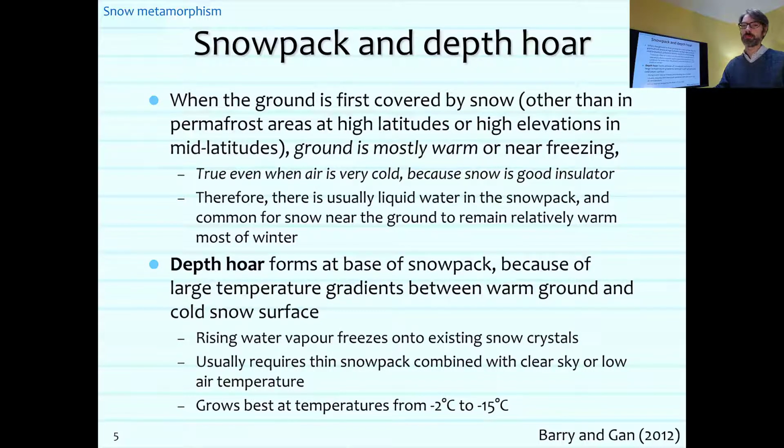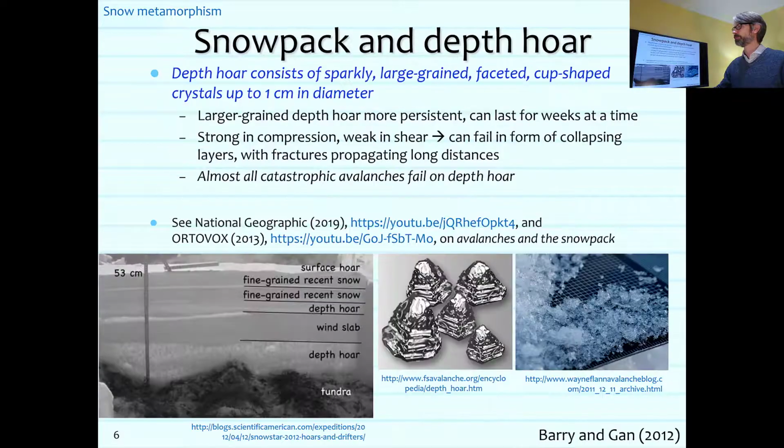This allows depth hoar to form at the base of the snowpack because of a large temperature gradient between the warm ground and the cold snow surface. And so what happens is rising water vapor freezes onto existing snow crystals. This usually requires a thin snowpack combined with a clear sky or low air temperature. And depth hoar then grows best at temperatures from about -2 through to about -15 degrees Celsius.